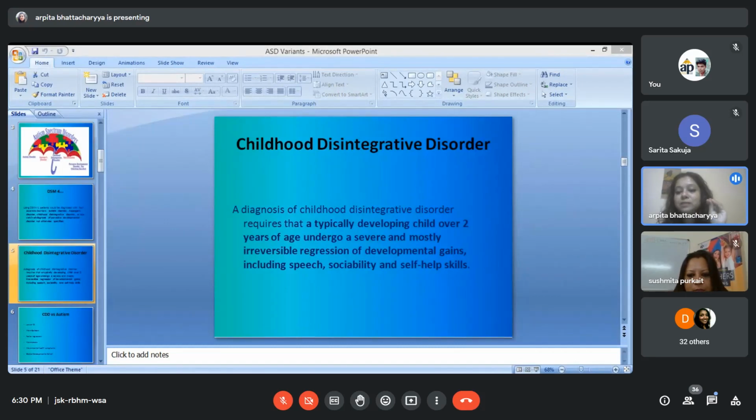So a child is born fine. Till 2 years of age, everything went fine. After that, there is a severe regression of skills, which is irreversible, will never come back, in the areas of social, speech, and self-help. Okay.